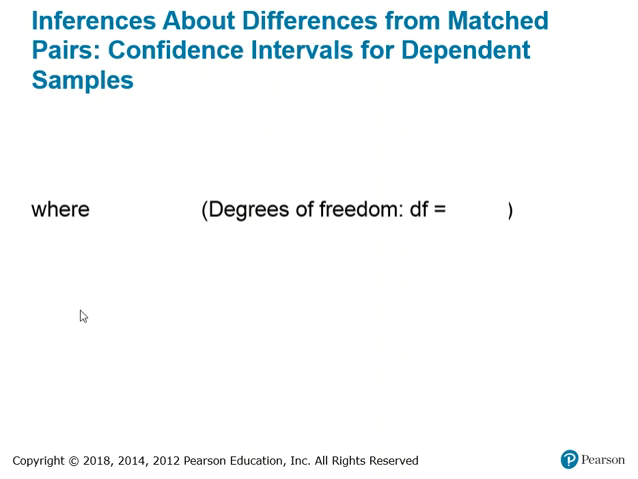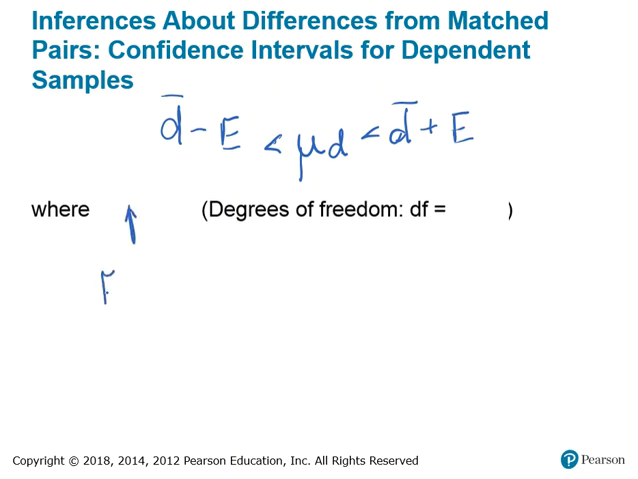If we're doing a confidence interval by hand, it's d bar minus the margin of error, and then of course d bar plus the margin of error. And our margin of error, E, would be found by doing our t critical value times the standard deviation of the difference divided by the square root of n, and our degrees of freedom are still n minus 1. That has not changed.